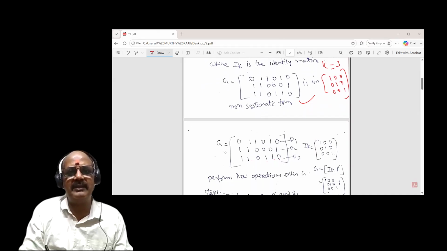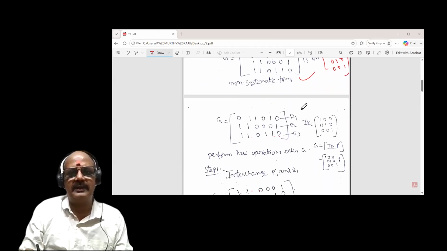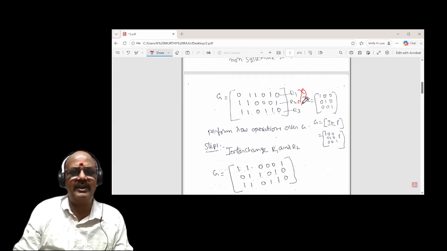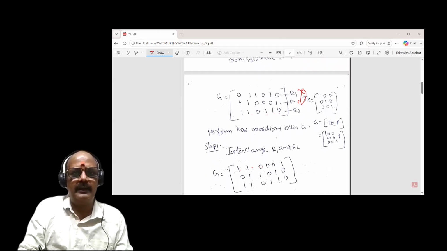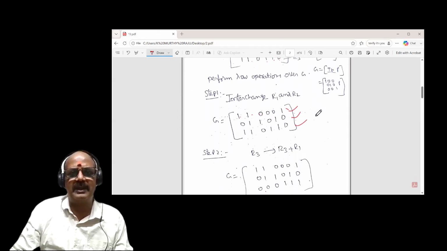This non-systematic form is converted into systematic form by performing row operations. The first row operation is to interchange R1 and R2. R1 is replaced with the R2 row, that is 1 1 0 0 1 1. R2 is replaced with 0 1 1 0 1 0, and R3 is as it is, that is 1 1 0 1 1 0. The first row operation is completed.